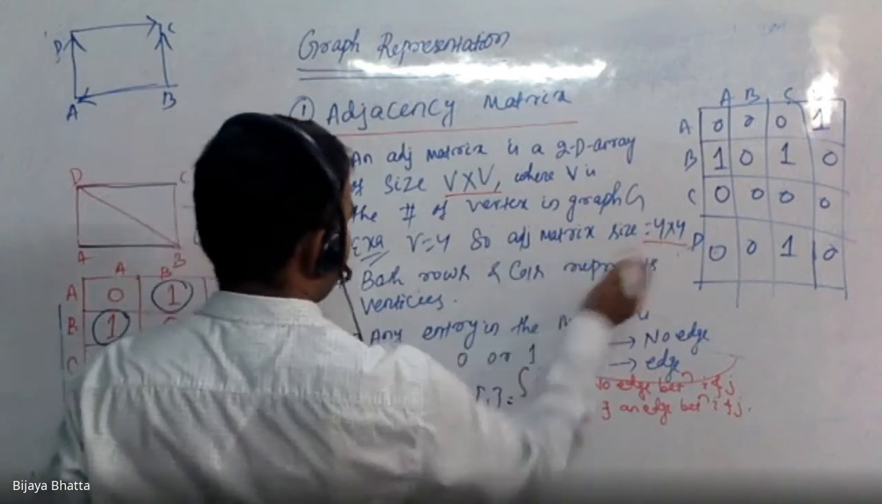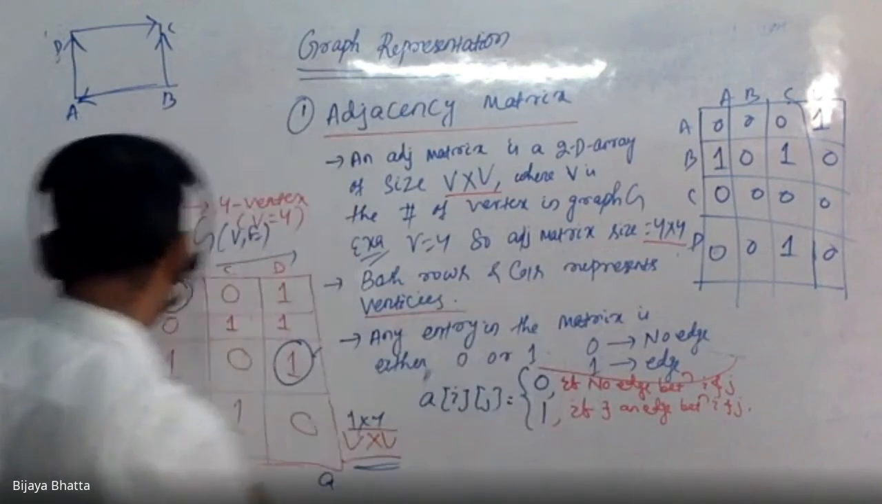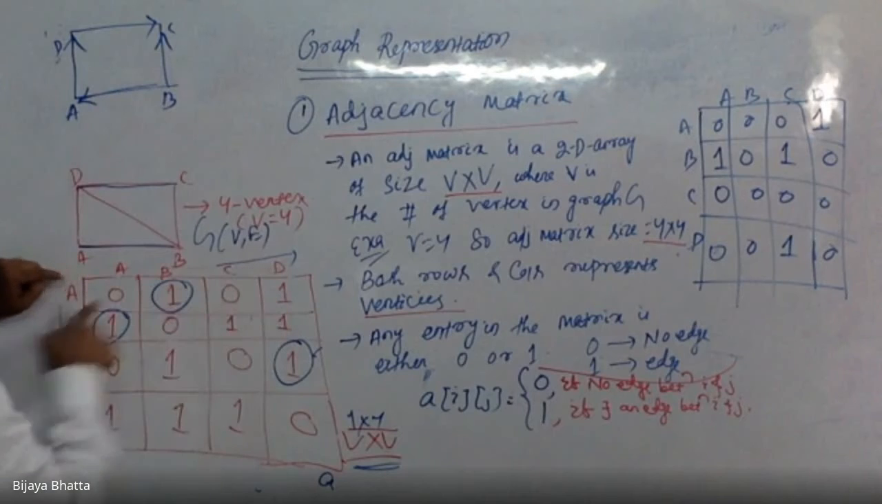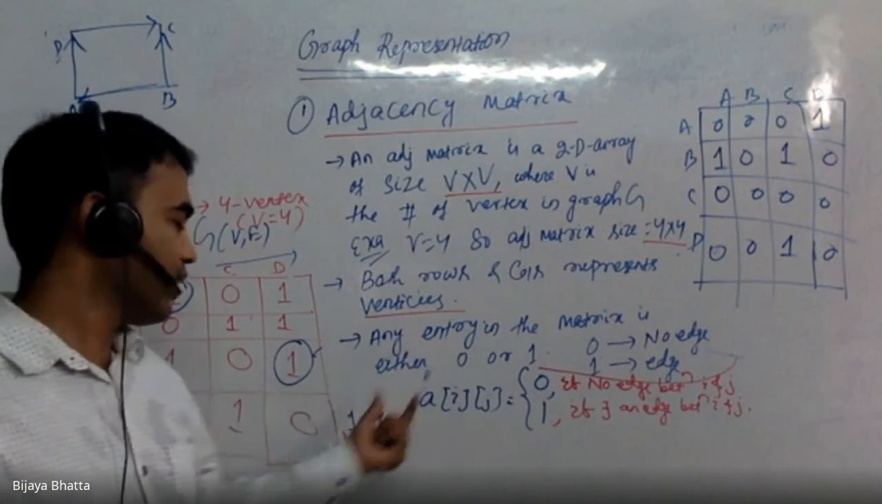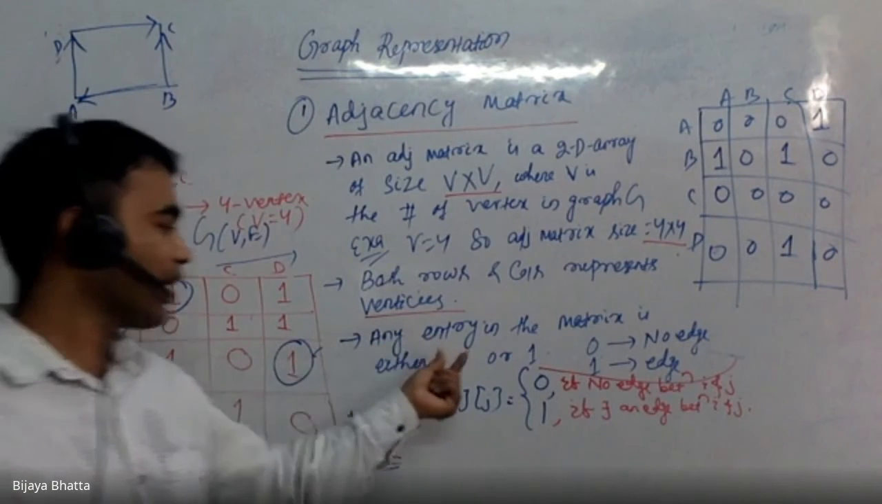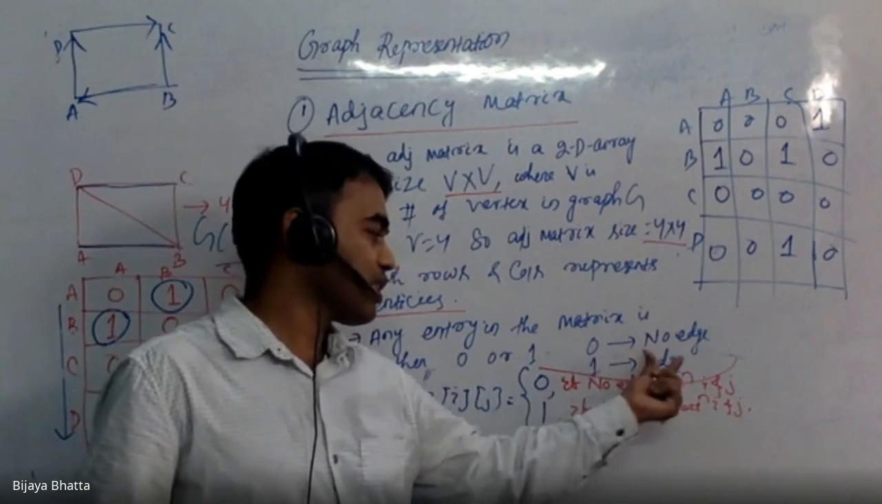So that is what I was trying to say. Both rows and columns represent the vertices. If you look into the rows A, B, C, D, the columns are also A, B, C, D. So what does this 1 or 0 represent? Either it represents 0 or 1. 0 means no edge. 1 means there is an edge.